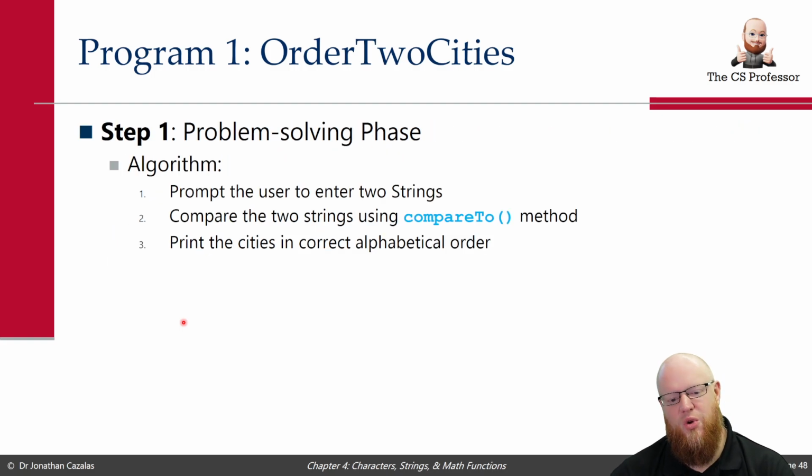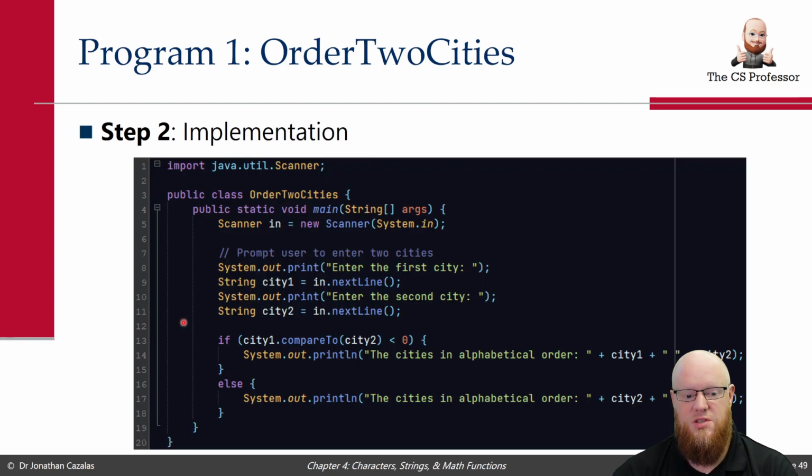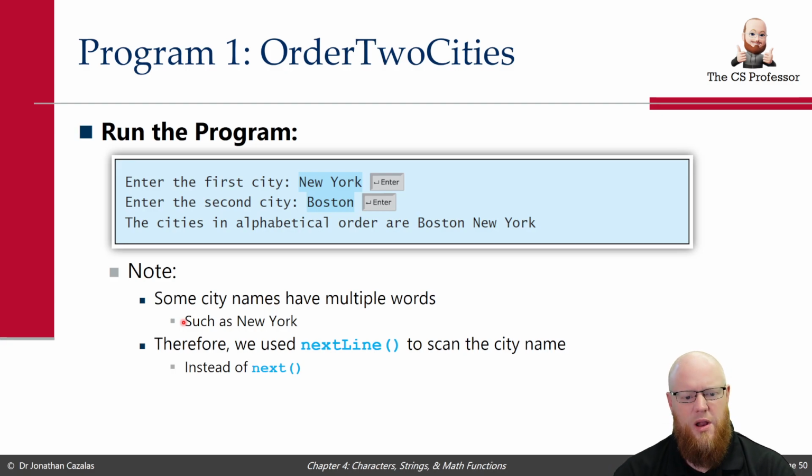So what if I had this program, order two cities, ask the user to enter in two cities, and we want to order them correctly using the compareTo method, right? So here is a running of the program. We ask for the first city. Let's say they enter New York. Second city, they enter Boston. The output is the cities in alphabetical order are Boston and New York.